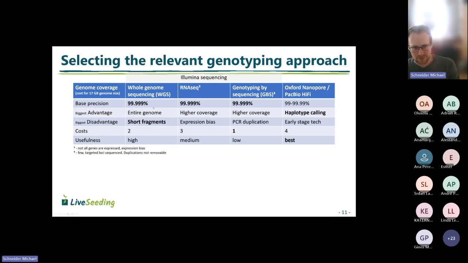On the other end, we have, as I said, short fragments. I would consider this expression bias even as a bigger disadvantage than the short fragments for the RNA-seq, because it could be that sometimes, for example in heterozygote species, which is definitely an issue in outcrossing species, one allele of a gene is expressed but the other is not. Then we have a bias towards the one that is expressed.